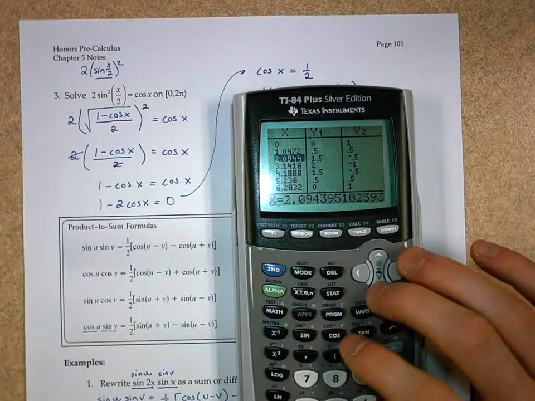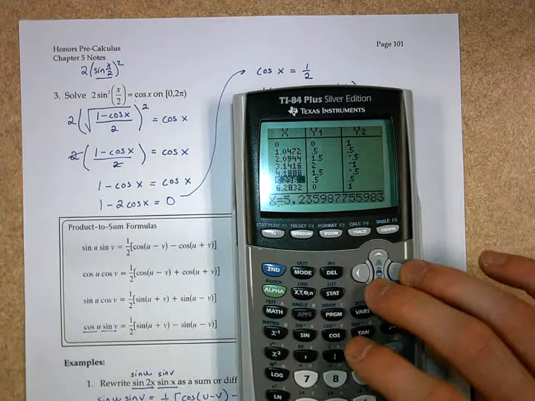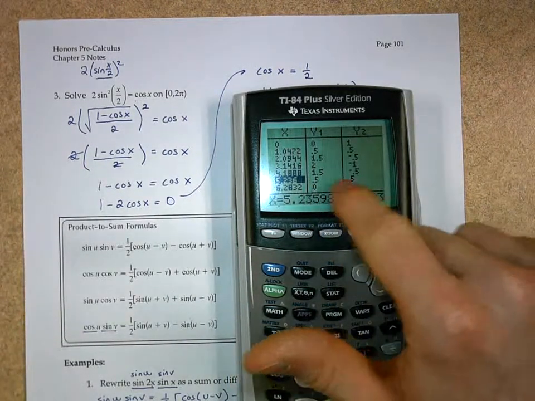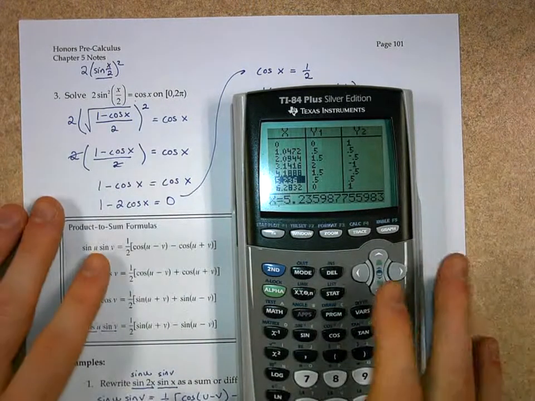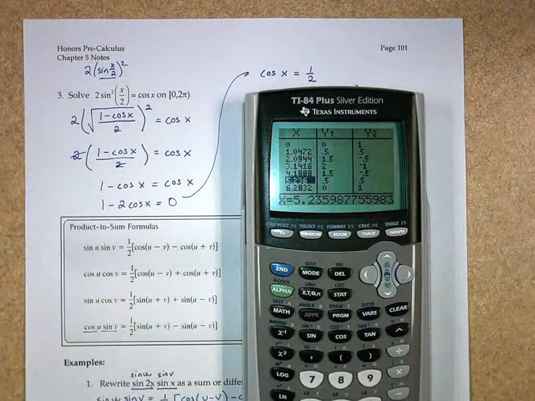2.09 won't be. I've got two different numbers there. Pi won't be. 4.18 won't be. But then there's that 5.236, which we see a 0.5 in both of those. So there's another solution, which is my 5 pi over 3. So we've verified both of those graphically and numerically.